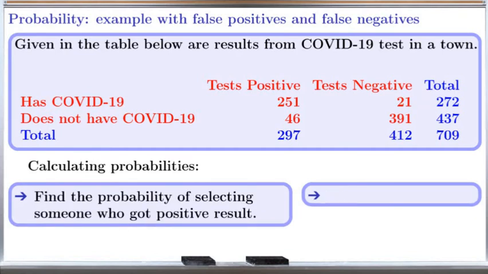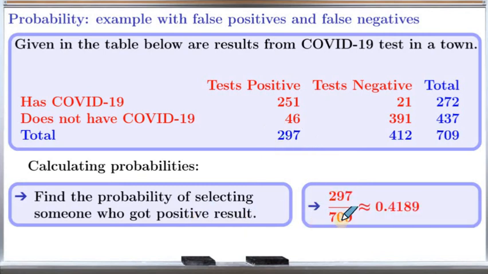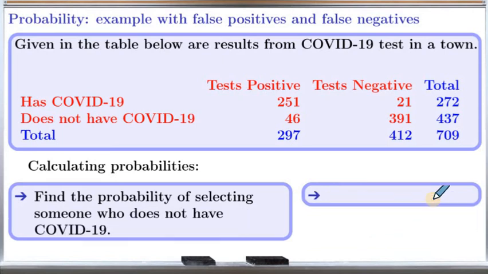Now we need to calculate probabilities. Here we need to find the probability of selecting someone who got a positive result. For that, we need to look at how many tested positive. There were 297 that tested positive. That means the probability will be 297 over 709, which is approximately equal to 0.4189. Let's move on to the next question.